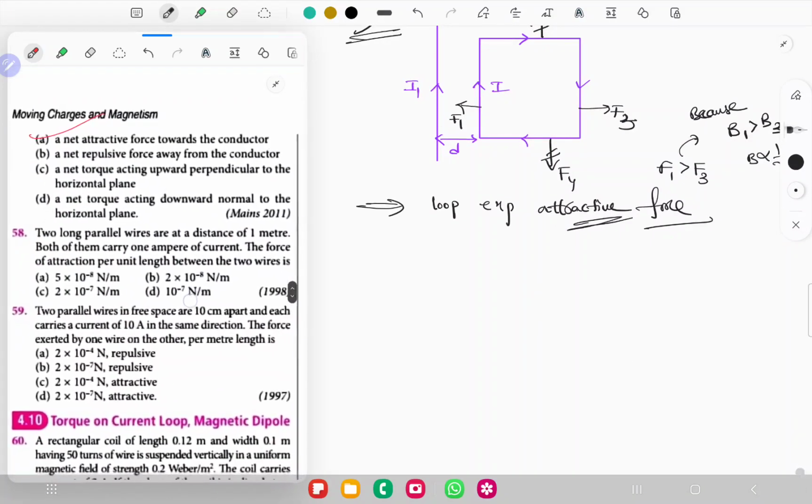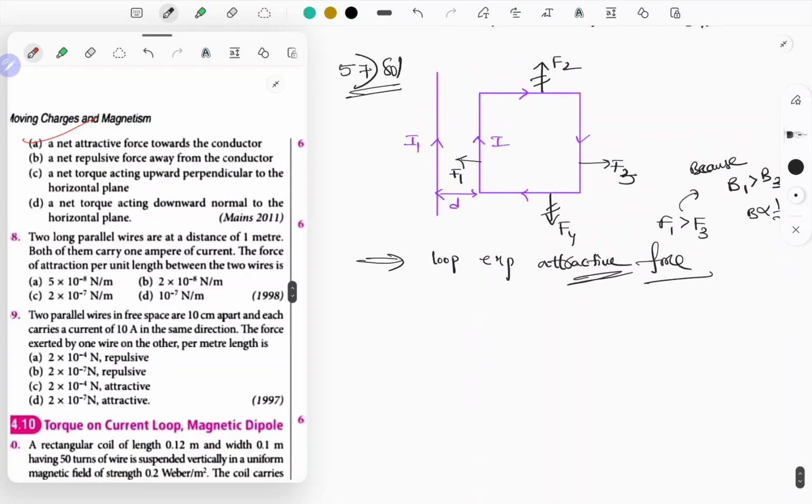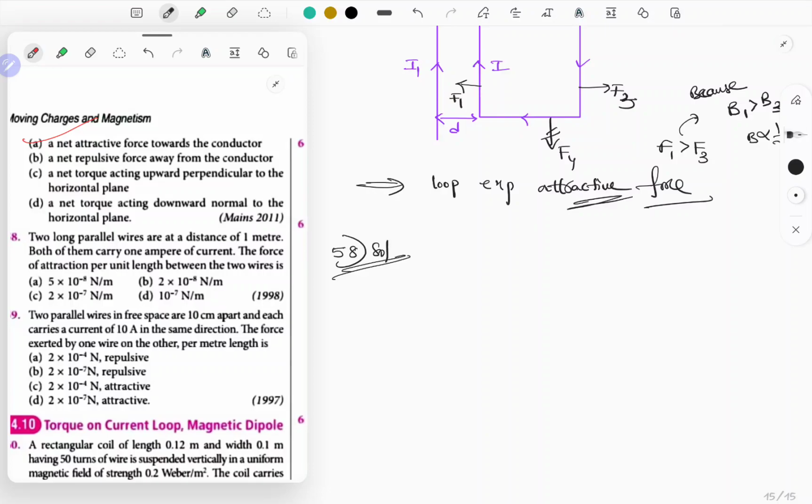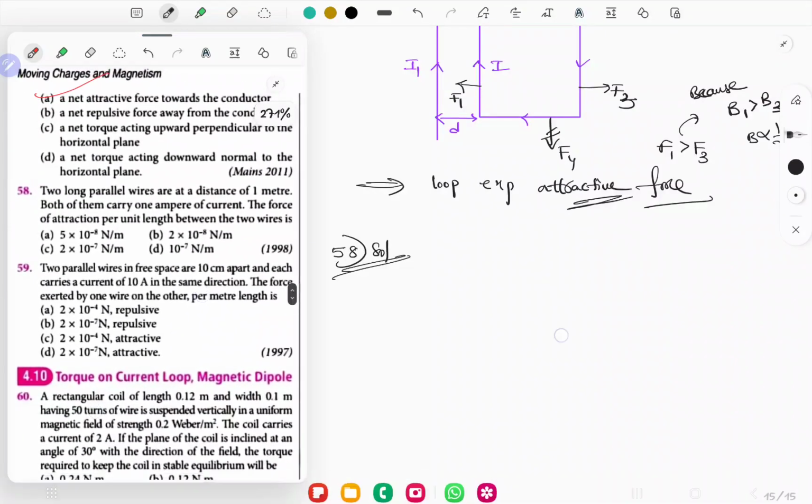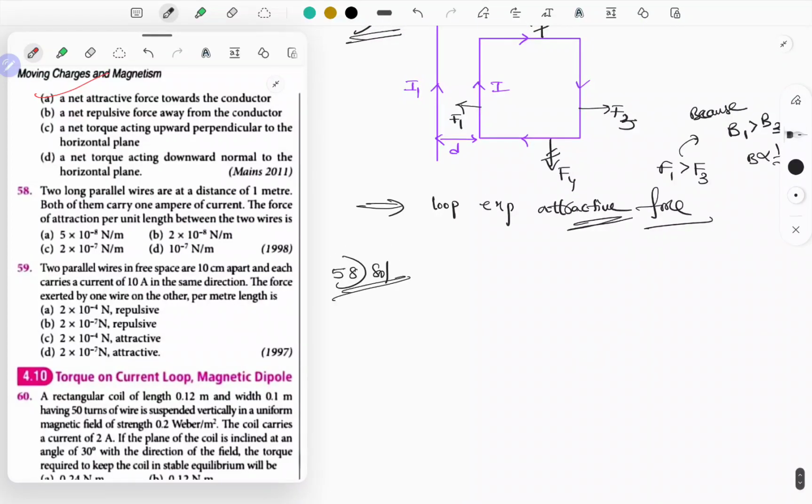Next, two long parallel wires are at a distance of 1 meter. Question number 58 is based on force between two parallel current carrying conductors. Okay, so observe over there. Let's say this is I1 and this is I2 and the distance of separation is D. As I told you earlier, what's the formula for force? Force per unit length, so F by 1 meter. I'm not considering that, let's substitute it directly: mu naught I1 I2 divided by 2 pi D.